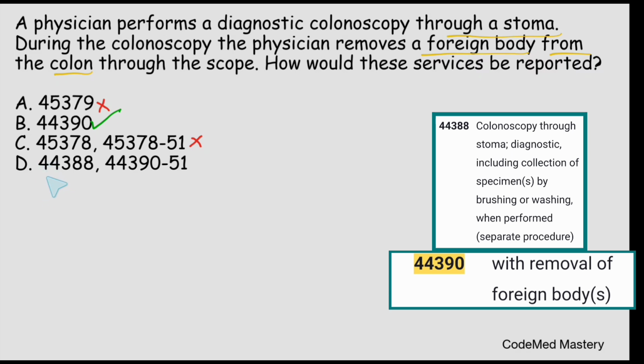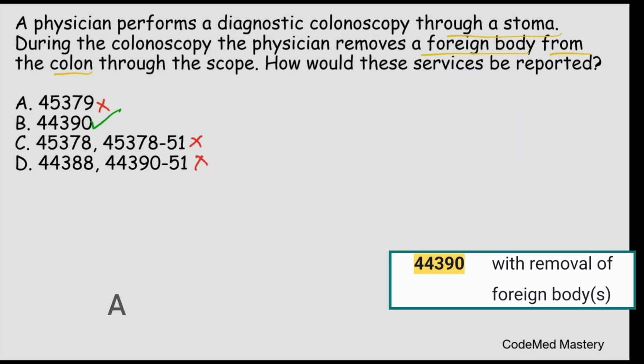We'll eliminate option D, 44388 along with 44390, because the code 44390, which is the right code for this question, already includes all the information from 44388, because 44388 is the parent code and 44390 is an indented code. Therefore, 44390 includes all the information from 44388. We need not code it separately. It is wrong, so eliminate option D. Option B is the right answer.